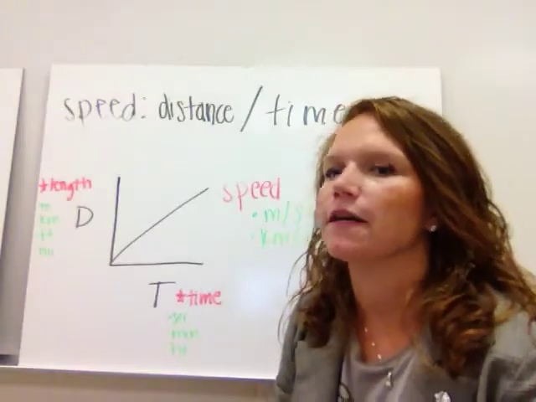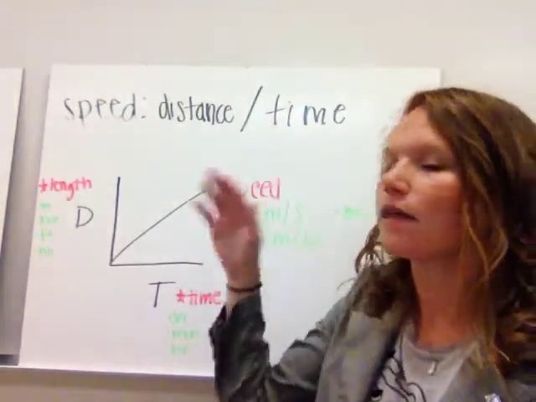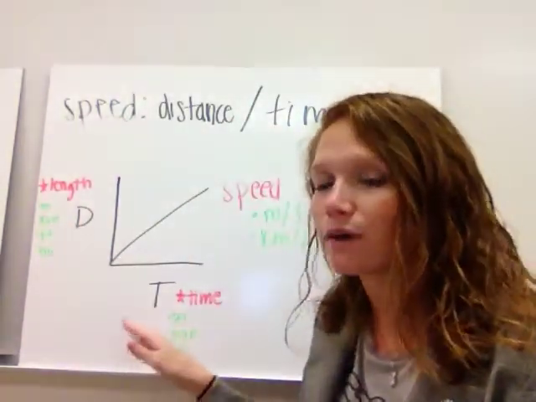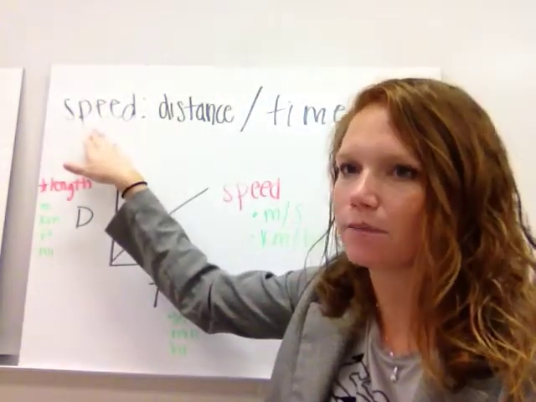Now the formula for speed is distance over time. That distance over time graph shows you the speed of an object.